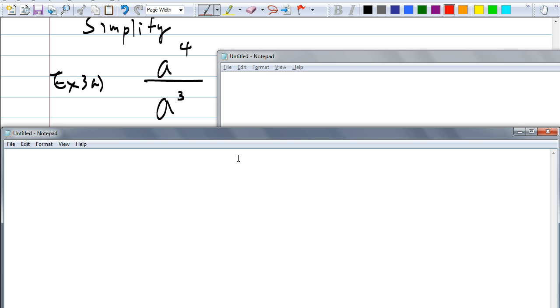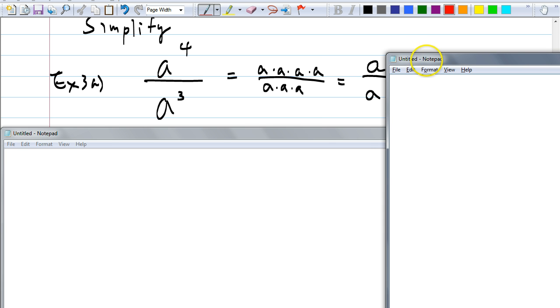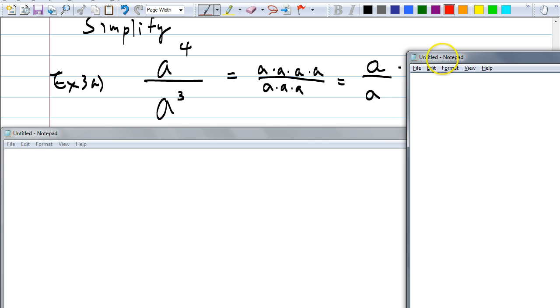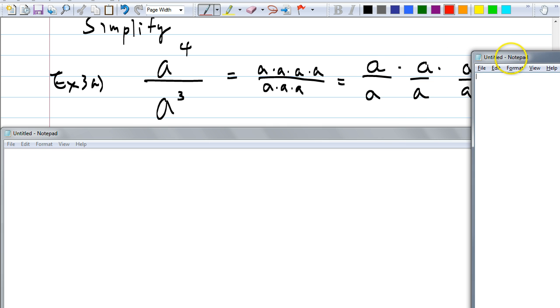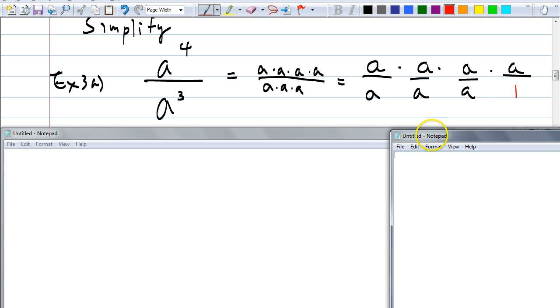So a to the 4th power means how many a's do I have on the numerator multiplying? 4 of them. How many a's do I have on the denominator? 3 of them. So now knowing that fact, could we rewrite them as a product of a bunch of fractions? Could we rewrite them as a over a times what? A over a times a over a times a over, is it a or 1? It can't be a because then you would have 4 a's on the denominator. That's not what we have.